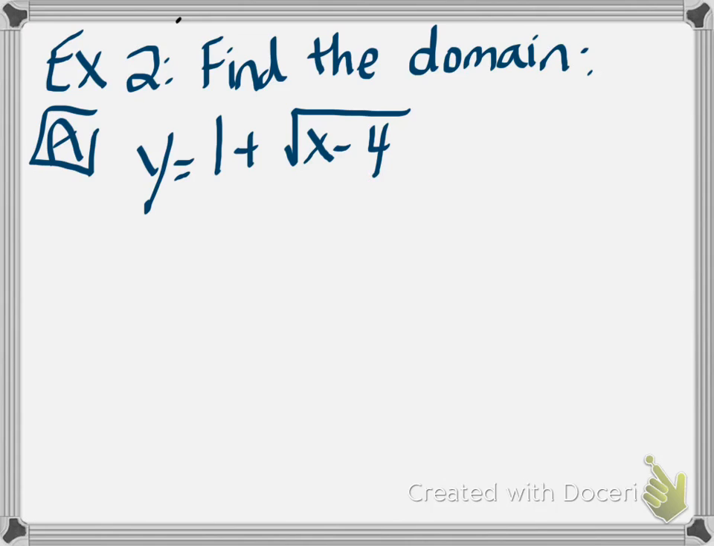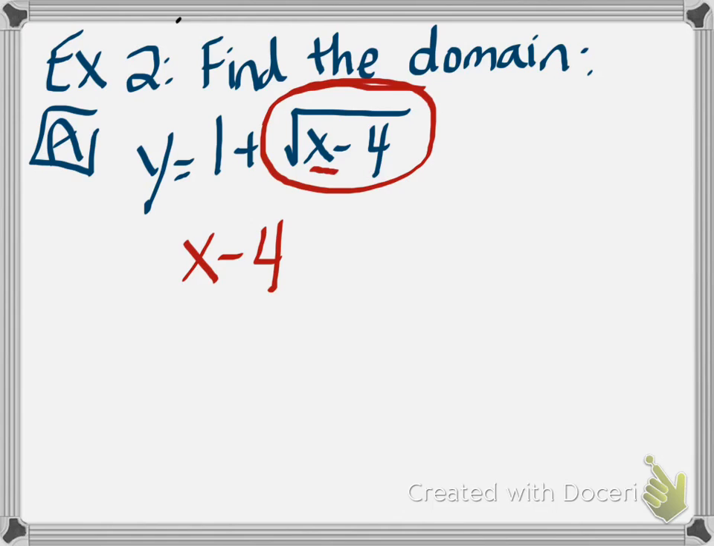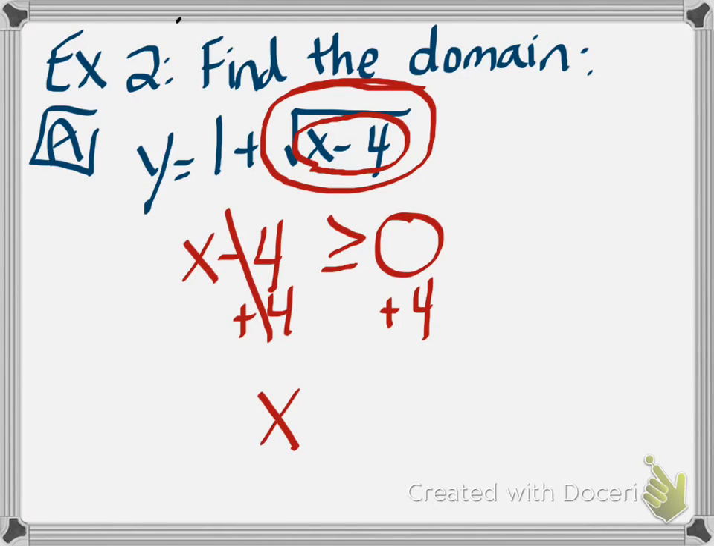Let's try example 2a. We need to find the domain of y equals 1 plus the square root of x minus 4. I only care about this square root part because that's where the x is. So I'm going to say x minus 4, everything that's under the square root. So right here, x minus 4 has to be greater than or equal to 0. I'm going to solve for x, and I get x has to be greater than or equal to 4.